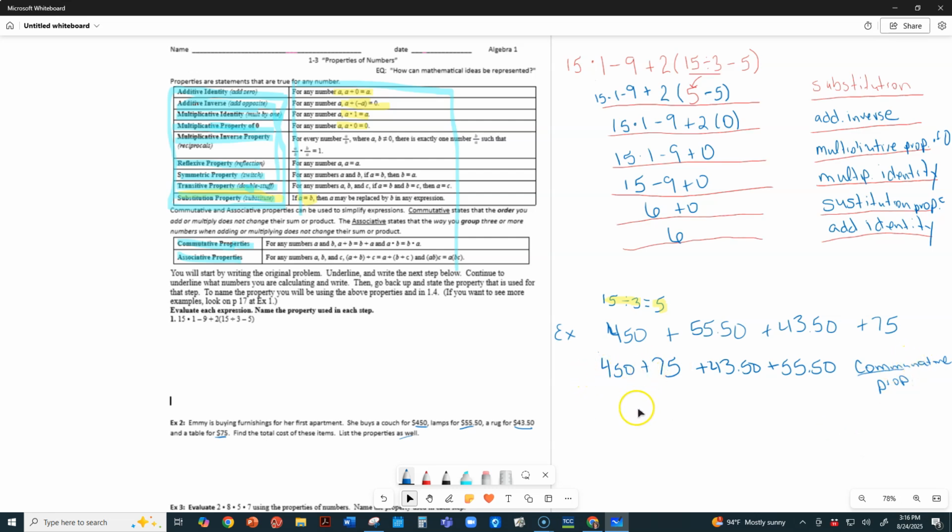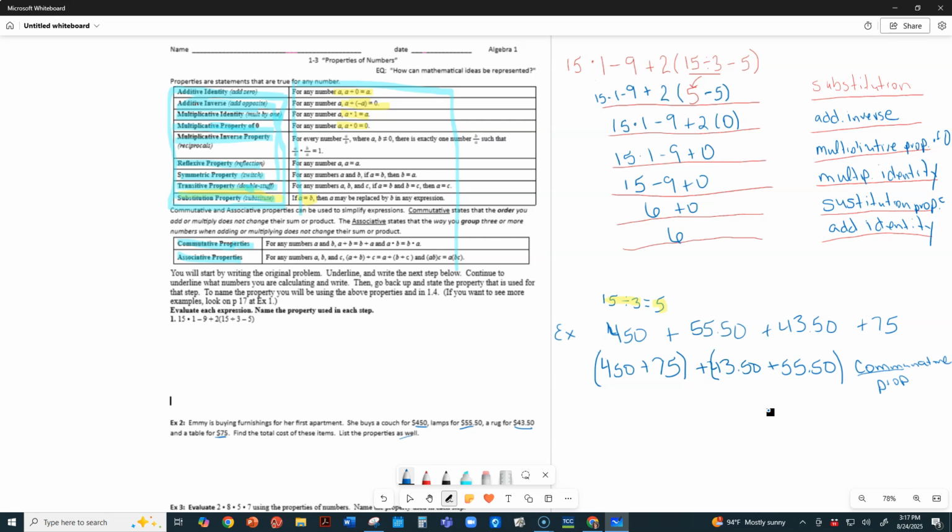So I commuted those around, and then the associative property says that I can group these two together and add them, and then add these two together, and then once I get the sum of each one of those, I'll be able to add those two together. That's what the associative property says. And it works for both addition and also for multiplication.